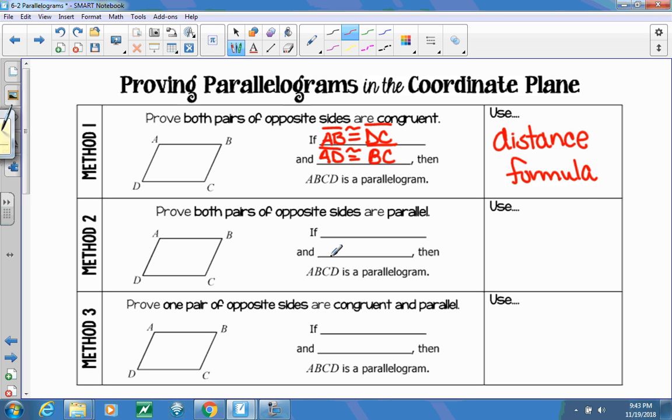Your other option is to prove that both pairs of opposite sides are parallel to each other. So here we need to take AB and show that it's parallel to DC. We also would need to show that AD is parallel to BC. And if we can show that they're parallel to each other, then we have a parallelogram. Now to do that, we're going to be using our slope formula.